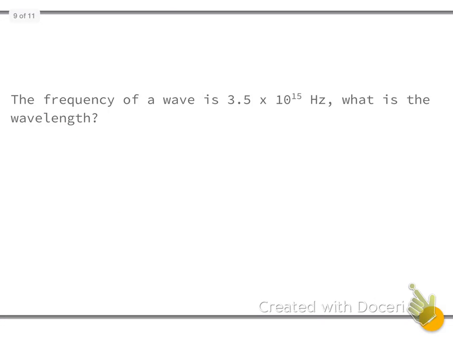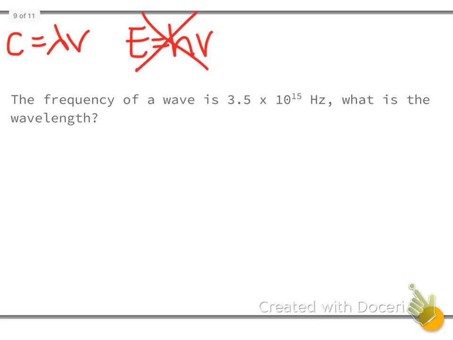So our next problem: the frequency of a wave is 3.5 times 10 to the 15th hertz. What is the wavelength? So our equations again. Now, one of your keys is if it doesn't say anything about energy, you're probably not using this equation, because this equation has energy, this one does not. So the frequency is what we're given. So that is right here, and we are searching for the wavelength.